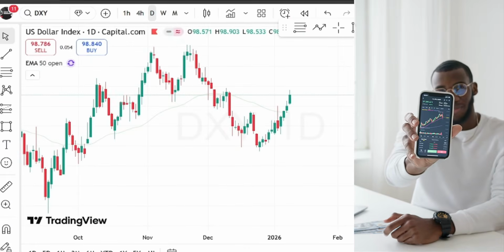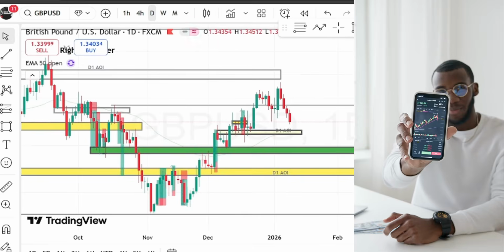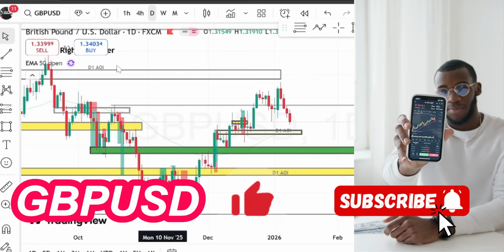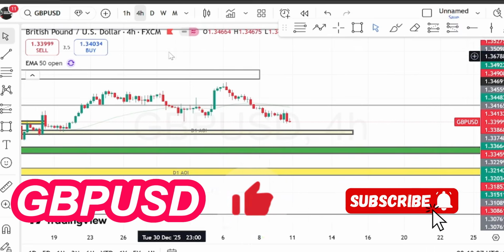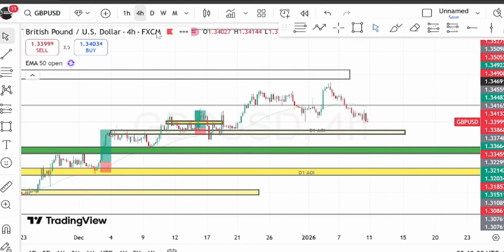We'll be starting off with GBP USD. For GBP USD, we are going to start from what last week had for us, so we are going to look at the 4 hour time frame.